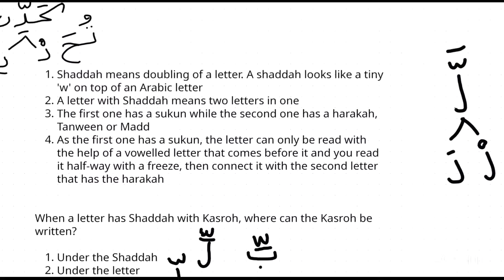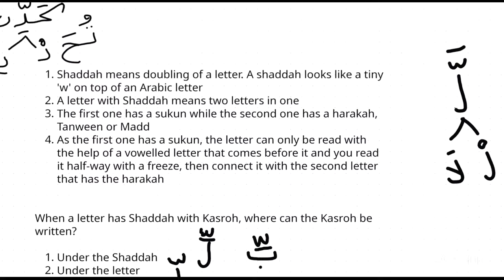The first one of the two letters has the sukun, while the second one has a haraka: either fatha, kasra, or damma. And it can also have tanween: fathatain, kasratain, dammatain, and it can also have mad. This lam fatha can have alif mad, for example, walla. It can have tanween: wallan, walla, wallan, walla, walli, wallin, wallun, wallu. Do you understand what I'm saying?